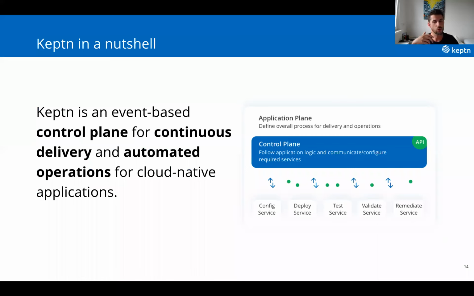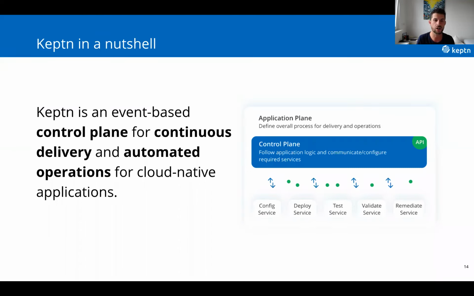So let me quickly explain Keptn in one sentence. I know it's a couple of buzzwords, to be honest, but let me try to break it down into smaller pieces. In one sentence, Keptn is an event-based control plane for continuous delivery and automated operations. I think one of the most important parts here is event-based. So it's not an operator living in your Kubernetes cluster, but it's basically an event-based control plane. So it means Keptn will receive events, will act upon these events, and will send out other events.